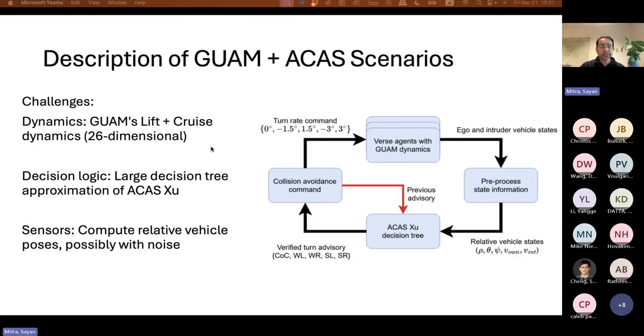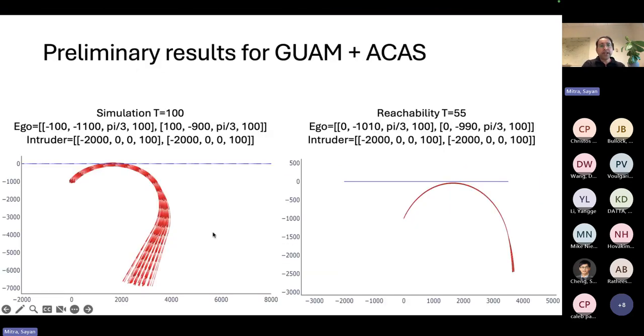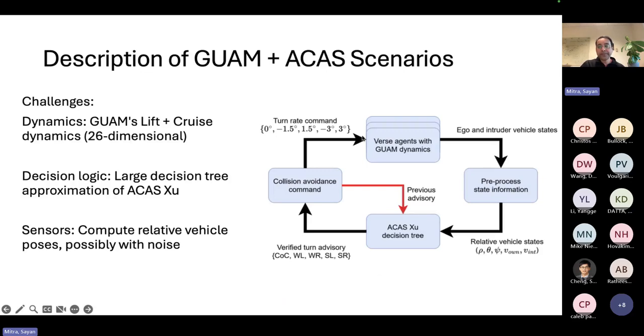Okay, if there are no questions, let me proceed. We have some preliminary results for this type of scenario. We've been able to put together all of this thanks to the work of all the students that I mentioned earlier. And actually other students I left out, like Lin Song did some of the early work doing reachability analysis on the Guam model. So now we can actually analyze this kind of scenario using Verse.